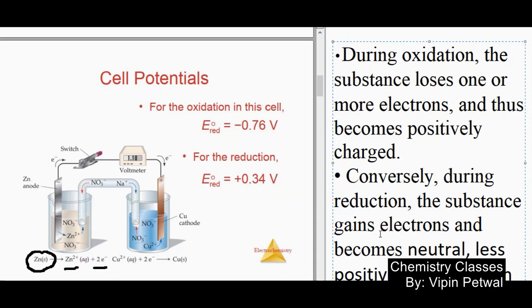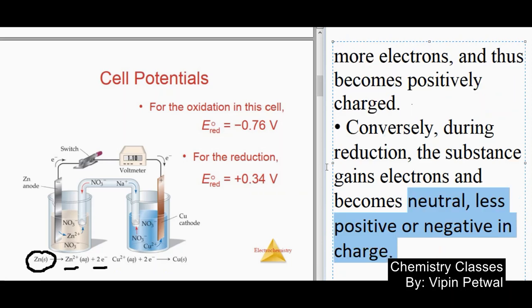At the same time, you can see here, conversely, during reduction, and where is reduction taking place? At this one. This cupric ion is taking 2 electrons, so it is undergoing reduction.